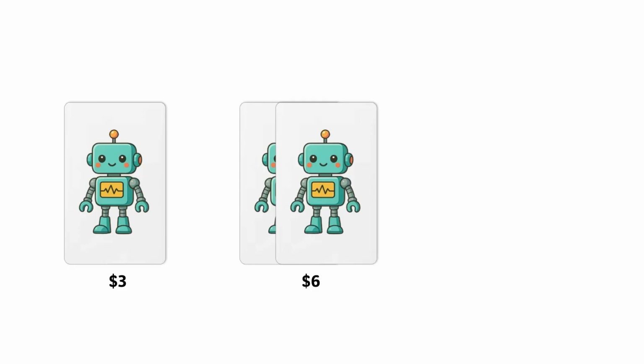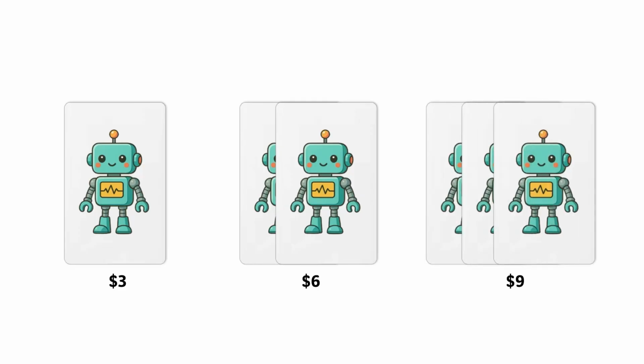Have you ever bought merch for your favorite artist? You buy one photo card and it's $3. You buy two, it's $6. Three, and it's $9. Notice a pattern? The more you buy, the more you pay, in a very predictable way. This simple idea is a super important math concept called direct proportion. And by the end of this video, you'll be a master at it.